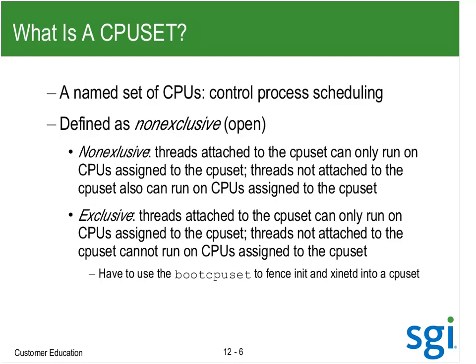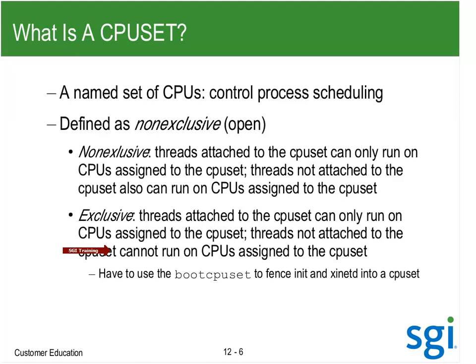We okay? So we have CPU sets. We've got non-exclusive and exclusive. Non-exclusive threads attached to the CPU set only run there, but threads not attached can also run there. So what a lot of people do is use the boot CPU set and the user CPU set so that everything is in a CPU set. At that point, you really don't need non-exclusive. You don't really need exclusive. But Torque, MOAB, PBS Pro, we're setting exclusive. So exclusive, threads attached can only run there, and threads not attached cannot come into your CPU set. So some people get this backwards, but the exclusive says nobody can come into me, whereas they think the exclusive is saying I can't go out.